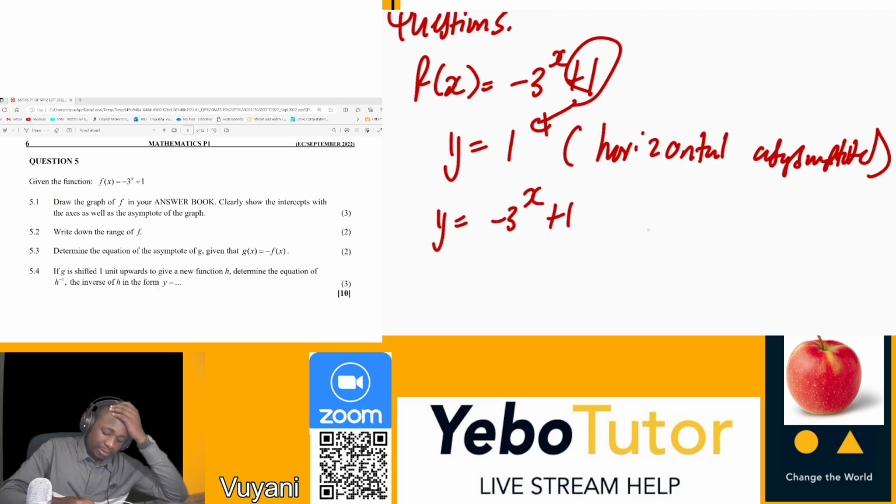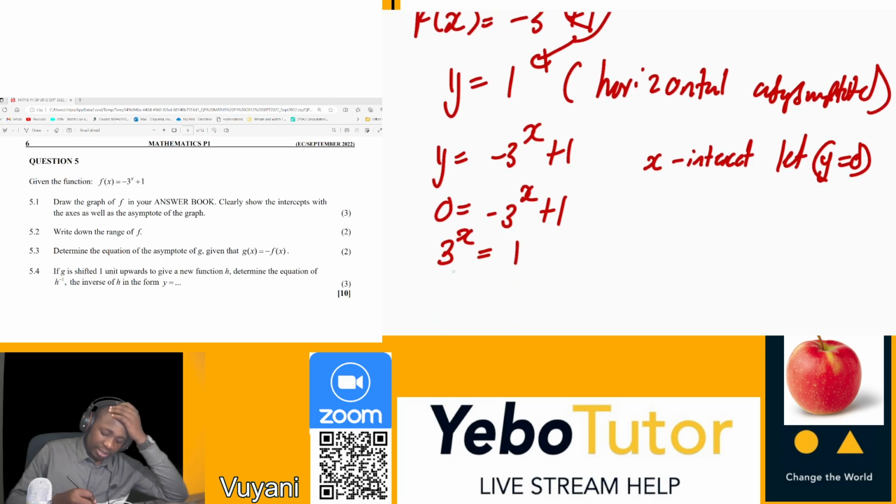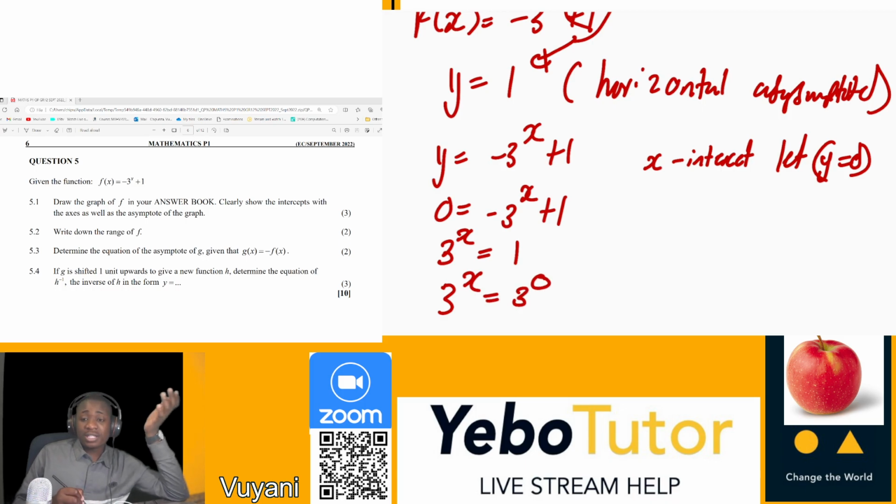So x-intercept, we should let y equal to 0. Then this will be 0 is equal to negative 3 to the power of x plus 1. Then we have 3 to the power of x is equal to 1. Then definitely 3 to the power of x is equal to 3 to the power of 0. I mean, 1 is the same as 3 to the power of 0, then our x is equal to 0.